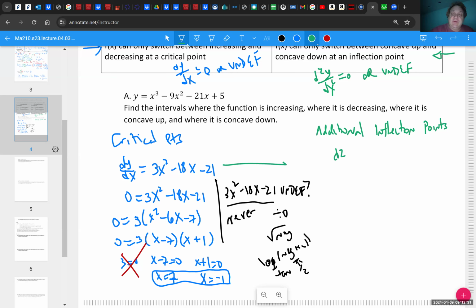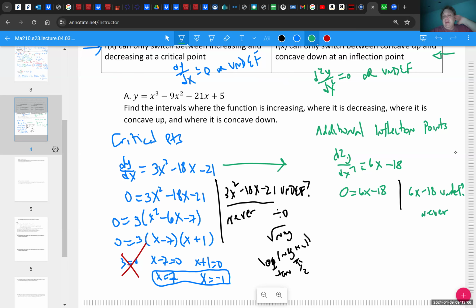So I'm just going to take this first derivative equation and I'm going to differentiate it. So the derivative of 3x squared is 6x. Derivative of minus 18x is minus 18. And that's our second derivative. We need to take our second derivative, set it equal to 0. And we need to find out when the second derivative is undefined. And this is a linear equation, so you know that lines are never undefined. So this is never undefined.